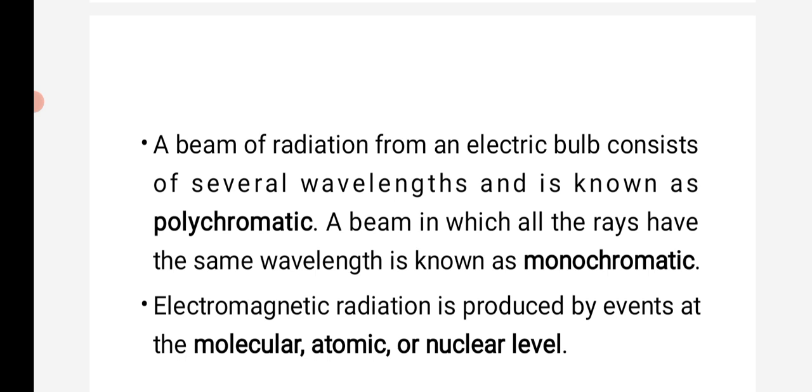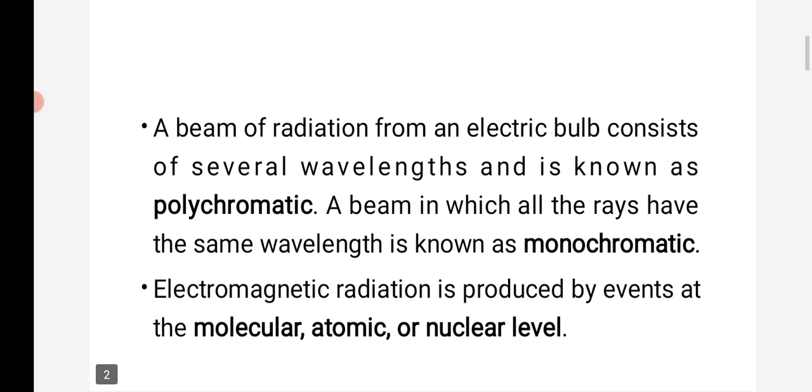Some students may ask, ma'am, how is polychromatic converted to monochromatic? Poly means it consists of more than one wavelength, while monochromatic means it consists of only a single wavelength, only the same wavelength. So we need some filter, a beam filter, for the conversion of polychromatic to monochromatic.